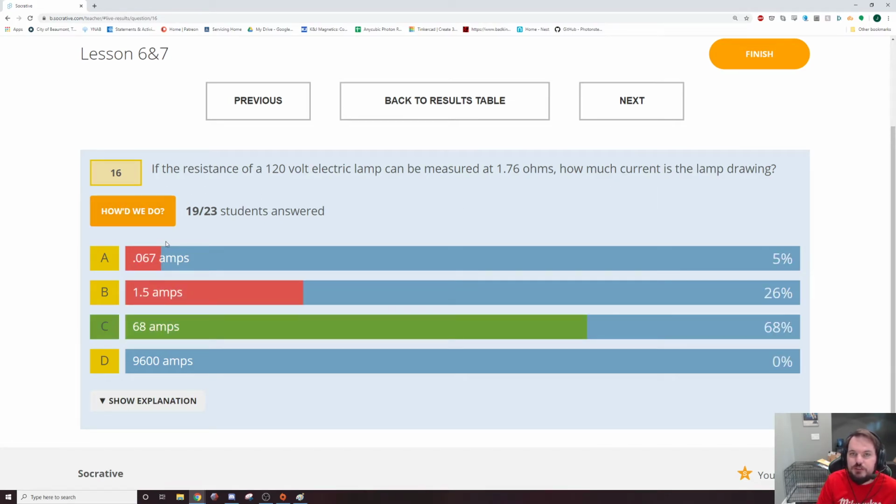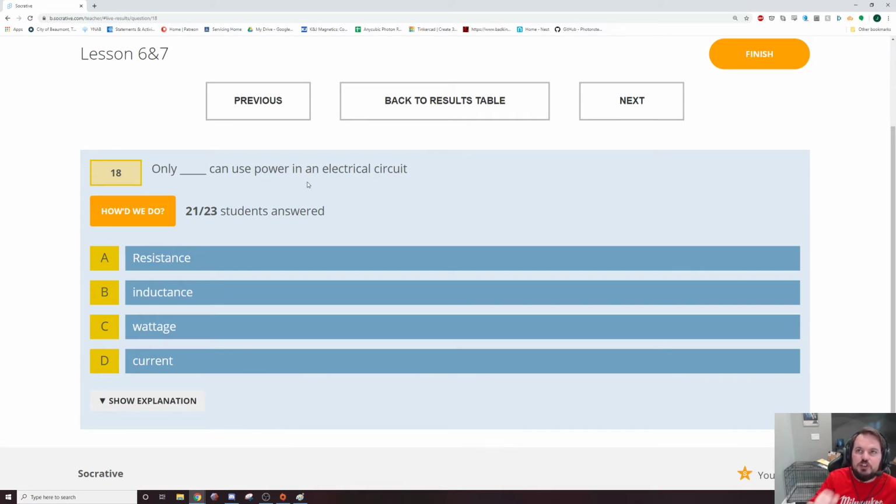Same question, just different numbers. And again, same question, different numbers. Really wanted to drive that one home.